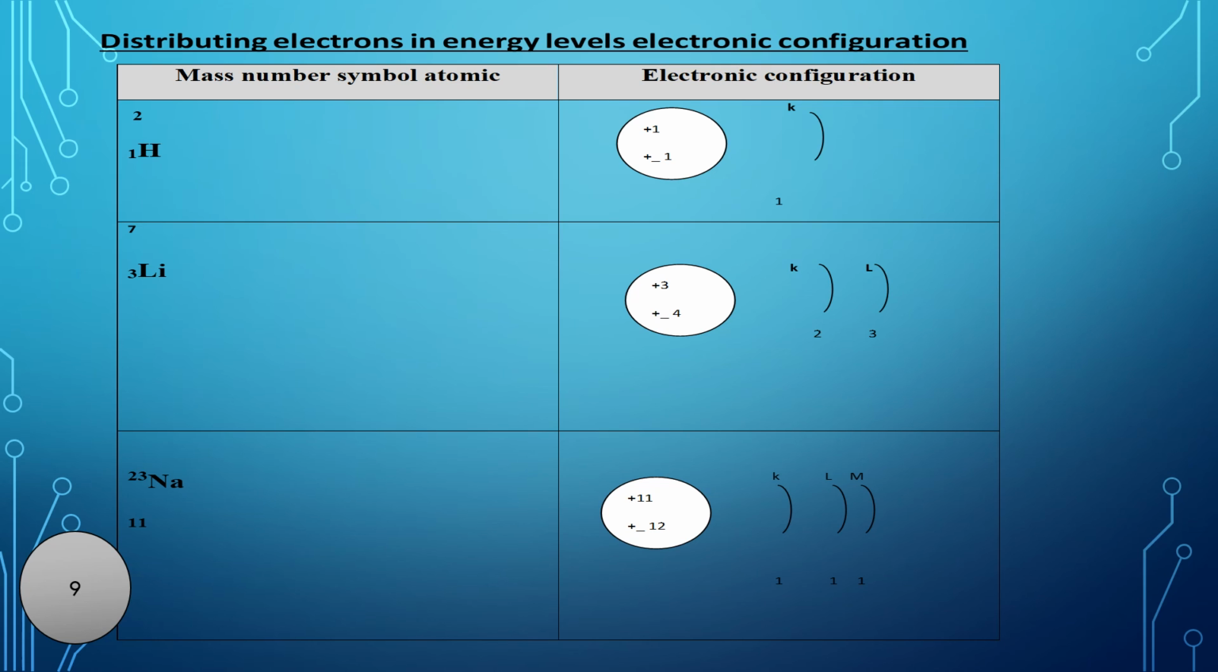Sodium, 11, 23. Let's configure it. The number of electrons is 11. So K carries 2, L carries 8, and M carries 1.